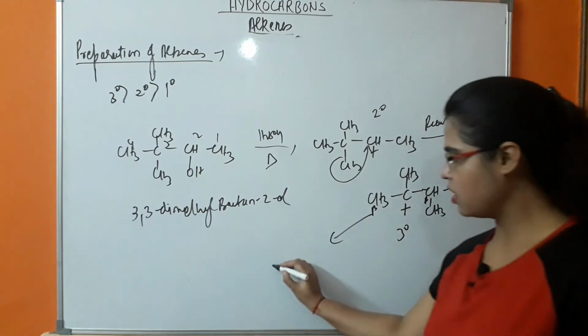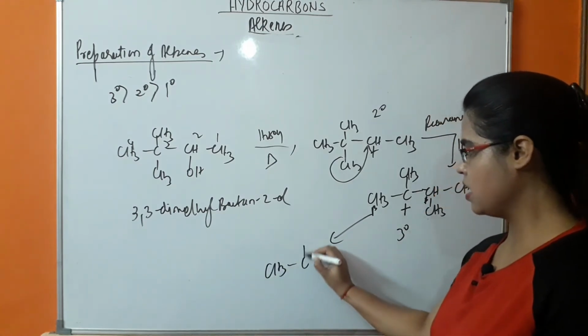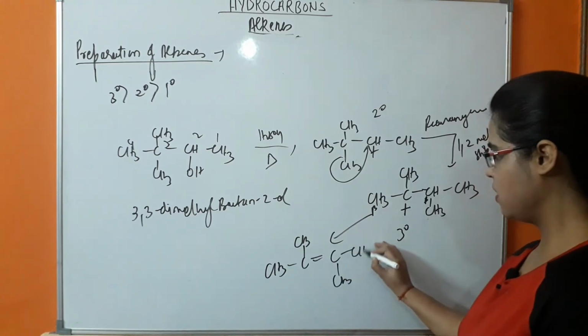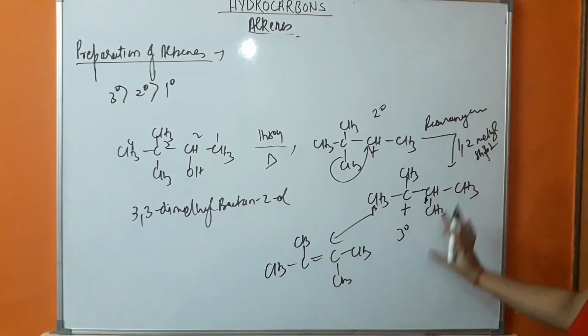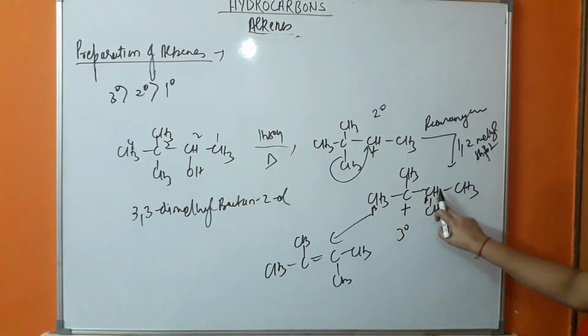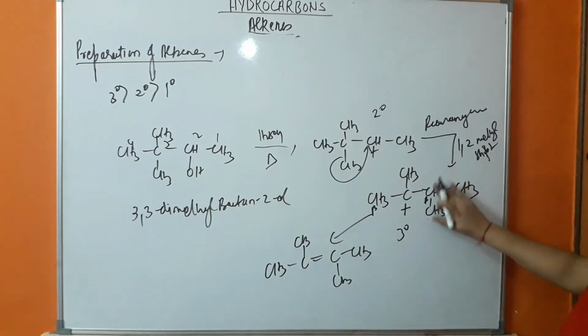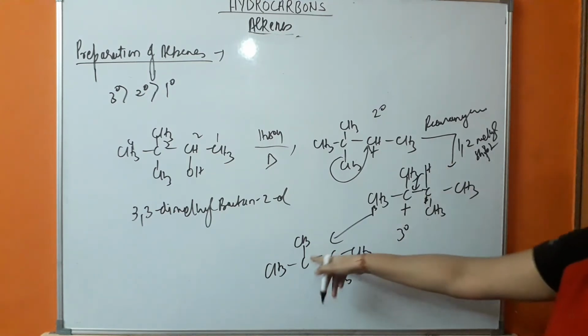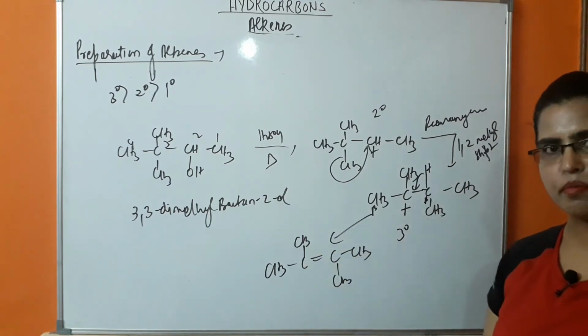So what will happen in the next step? CH3, C, CH3, double bond C, CH3, CH3. So the more substituted alkene will be formed because the hydrogen of this carbon will be removed. How? It will donate its electrons, so there will be formation of this compound.